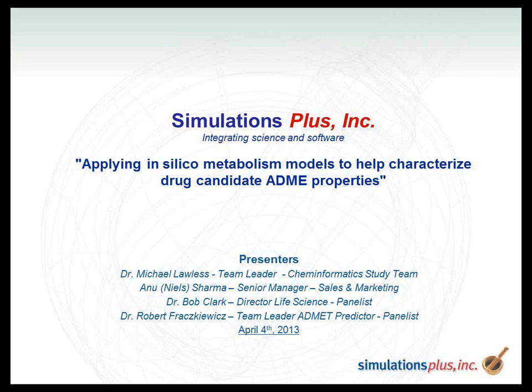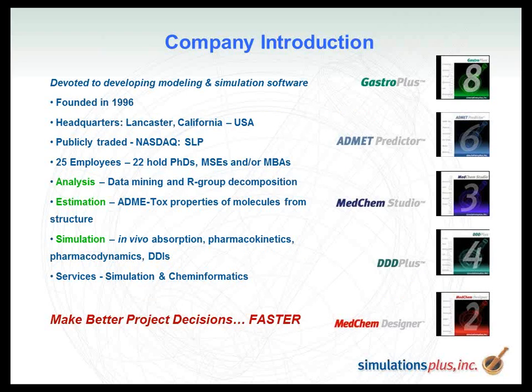So before we begin, let me give you a brief introduction of the company. We were founded in 1996, headquartered in Lancaster, California. Ours is a publicly traded company with 25 employees. We are devoted to developing modeling and simulation software, which is used for the analysis of data mining, estimation of ADMET properties, and simulation of in vivo absorption, pharmacokinetics, pharmacodynamics, PDDIs. We also offer services for the simulation and cheminformatics software.